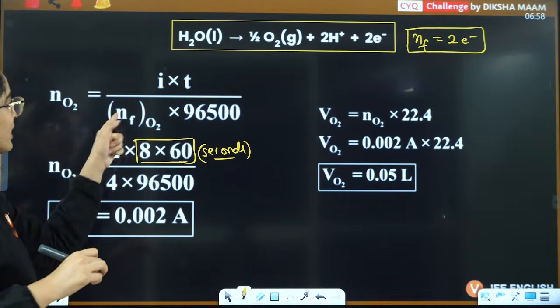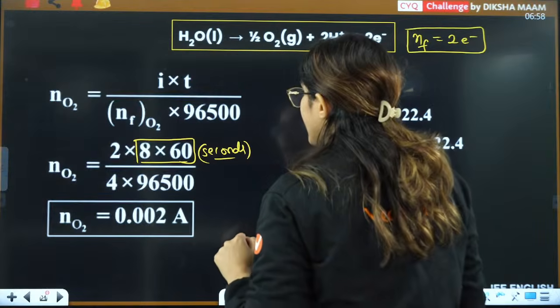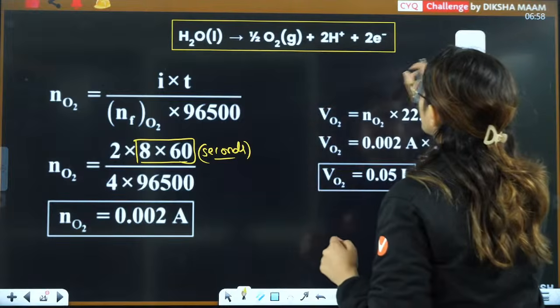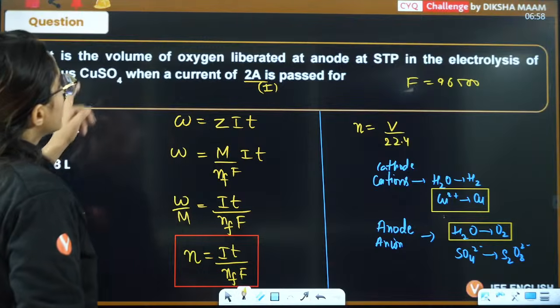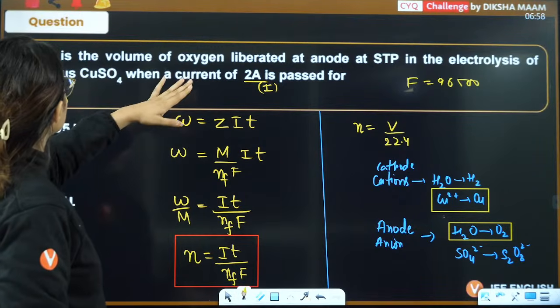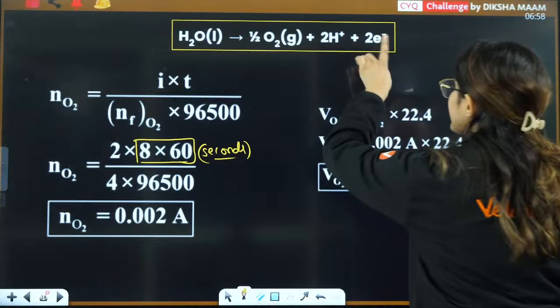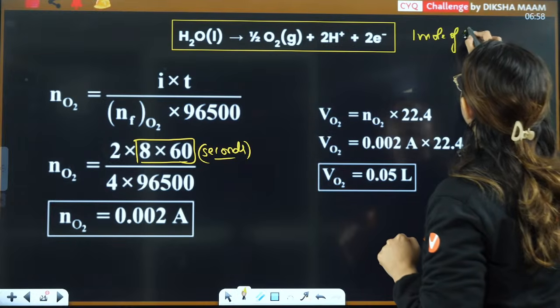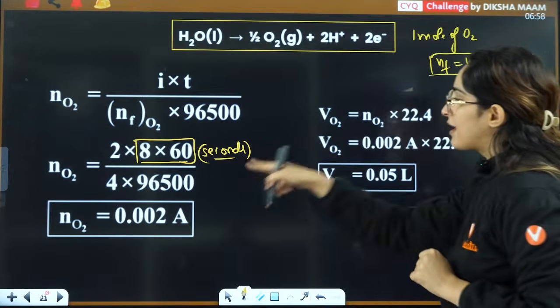Current was 2. N factor here, if you see, for O2, 1 molecule of O2 you have, no? So here they have asked you the volume at the anode. So here if you see, for half of O2 it is 2 electrons. For 1 mole of O2 liberated, it is going to be 4 electrons, right? So n factor will be 4 here.